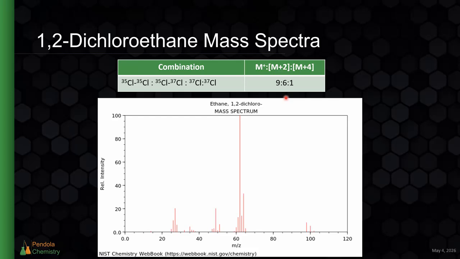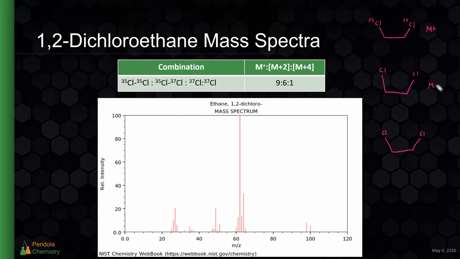If we look at 1,2-dichloroethane, which is a compound where we have ethane, so 2 carbons, and it's 1,2-dichloro, meaning we have 2 chlorines, 1 on each carbon. We have, again, 3 different choices when it comes to these chlorines. The M plus peak is going to consist of the molecule where both chlorines are chlorine 35. They have the exact same molar mass.